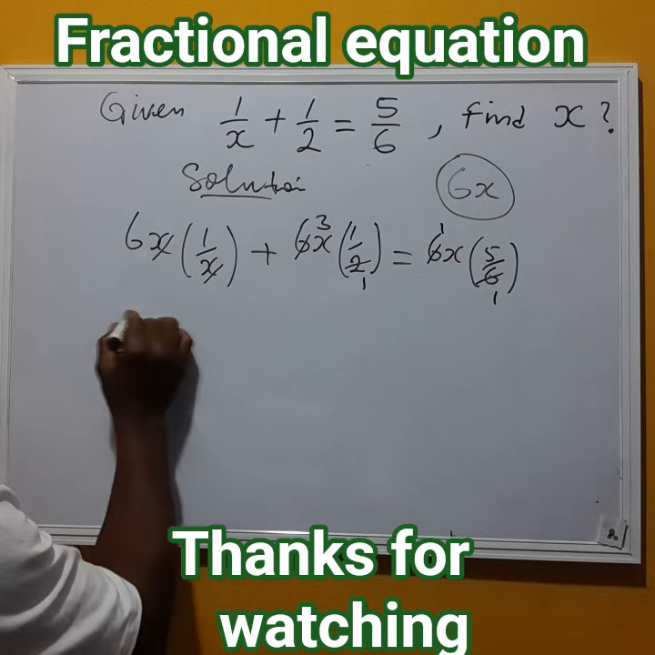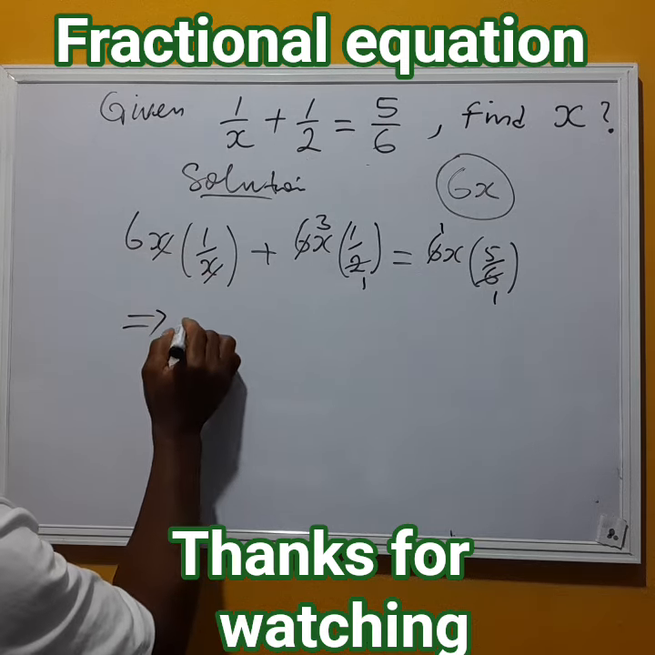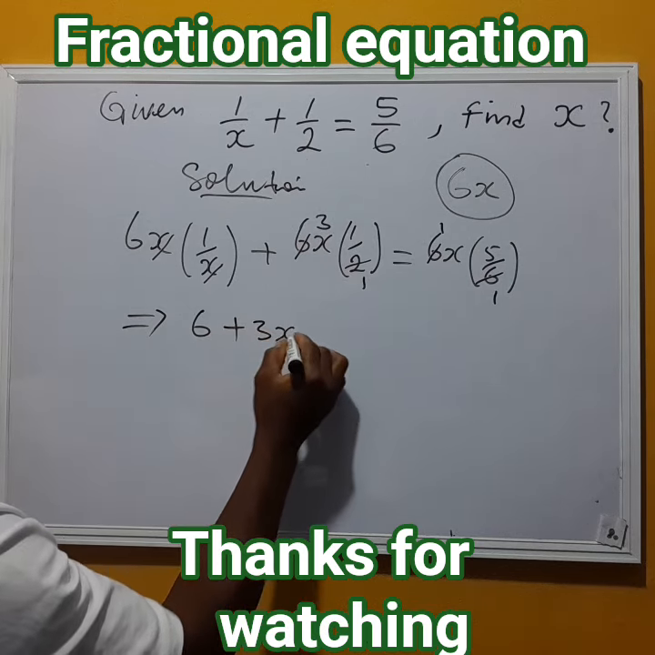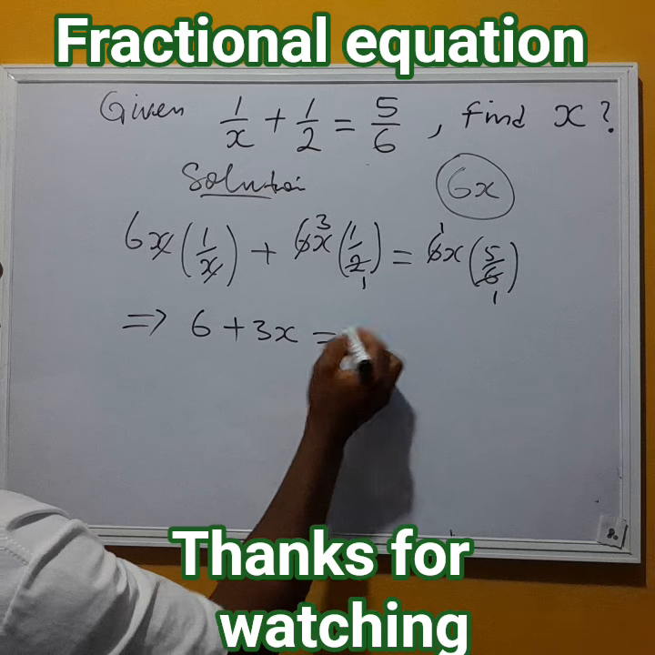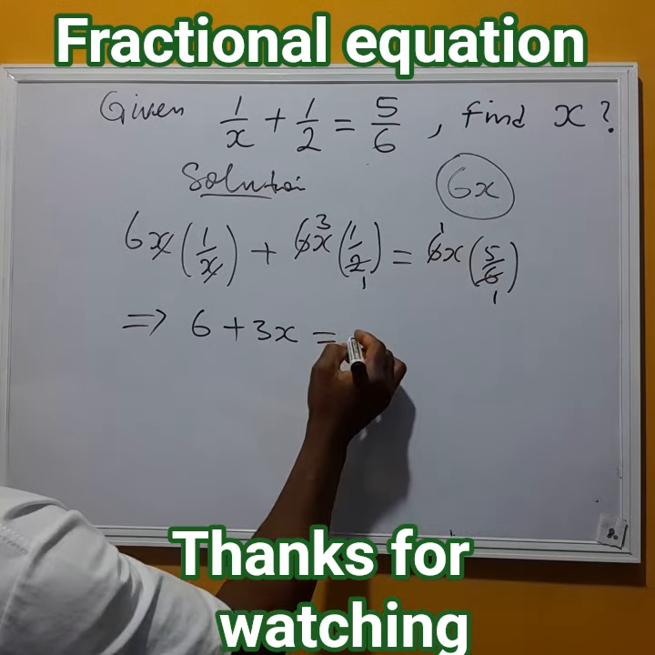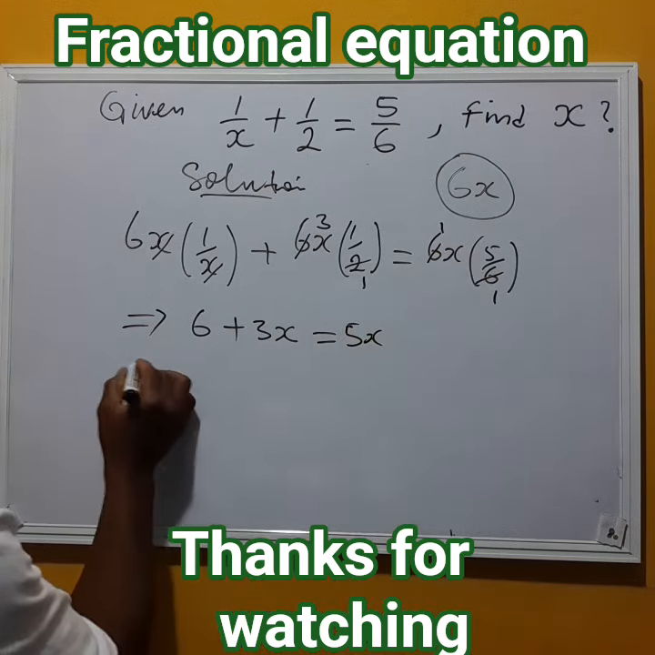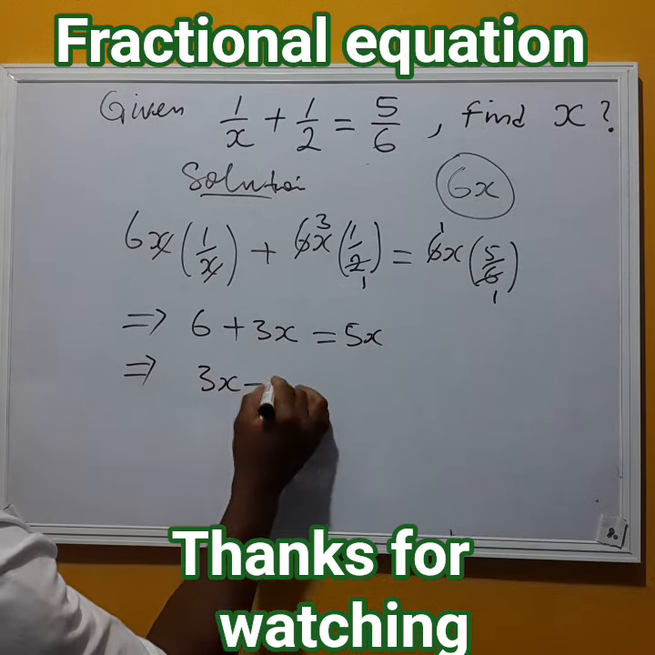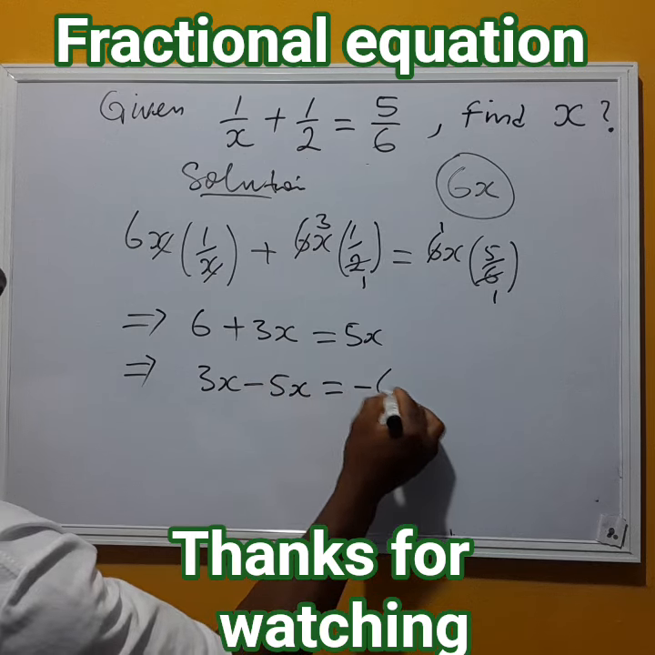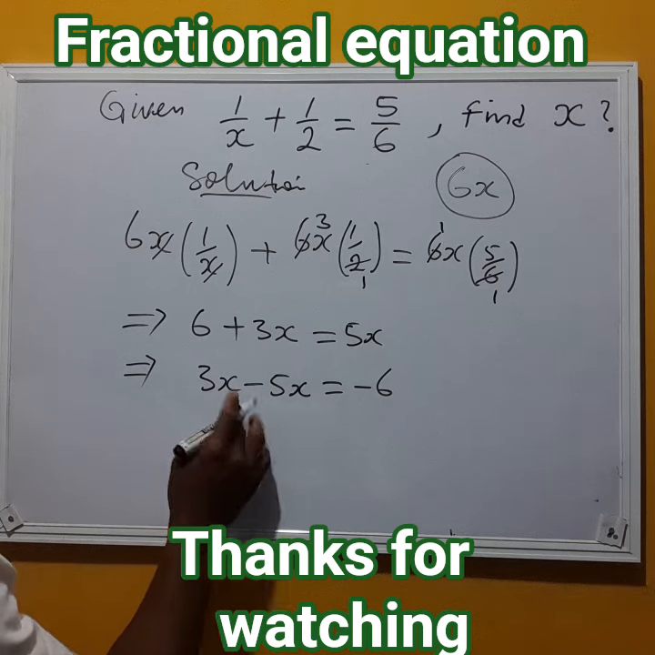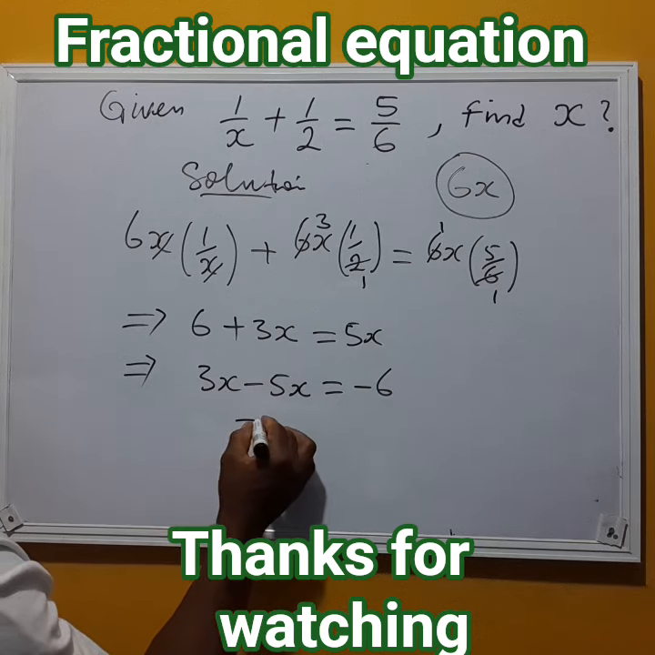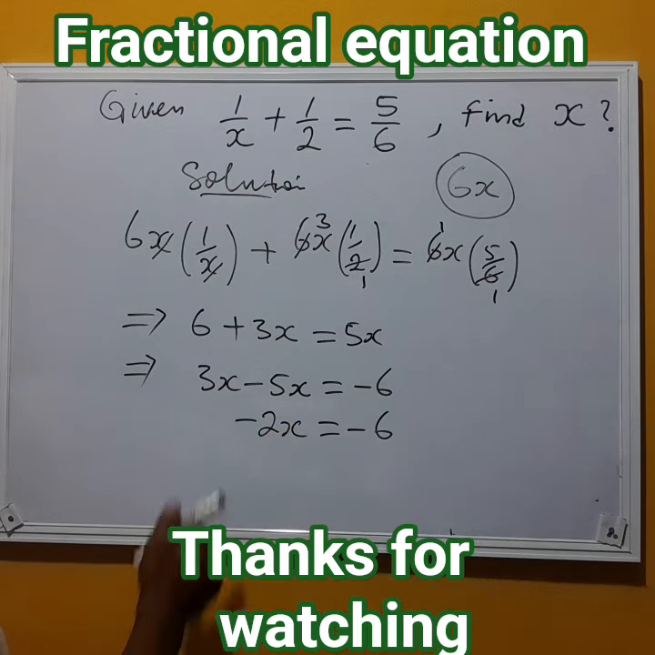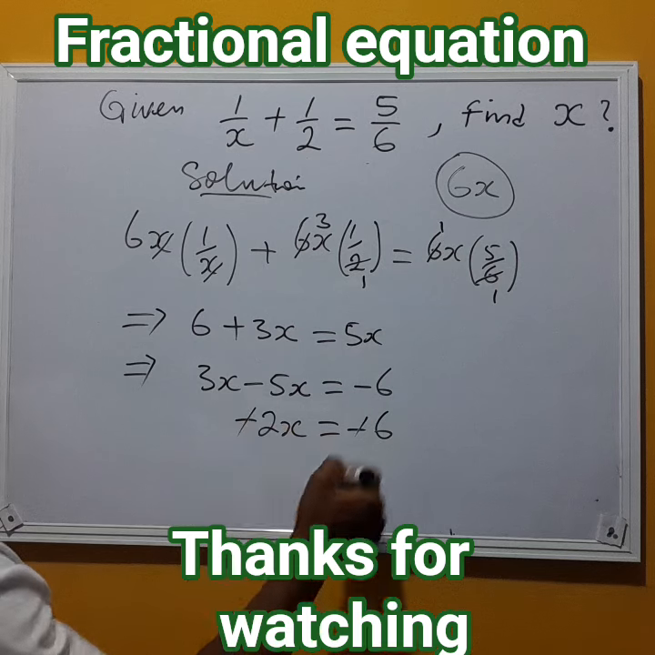So we multiply. So this becomes 6 times 1, you have 6, okay, plus 3x, times 1 is 3x, equals 5 times x, 5x, okay? So from here, when you collect like terms, this becomes 3x minus 5x equals minus 6, all right? So from here, when you subtract 5x from 3x, you have minus 2x equals minus 6, all right? Because we have minus minus here, so this will go away with this.